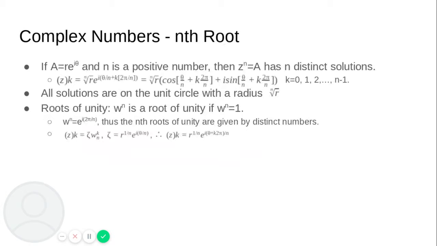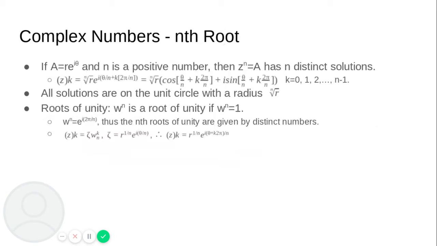And expanding that, the interesting thing about that is if you look at k, so if you look at that second expression, n root r times cos of theta over n plus k 2 pi over n plus i sine of theta over n plus k 2 pi over n. k is equal to any integer from 0 to n minus 1, so 1 less than whatever n is. All solutions would be on the circle with radius r to the nth root.